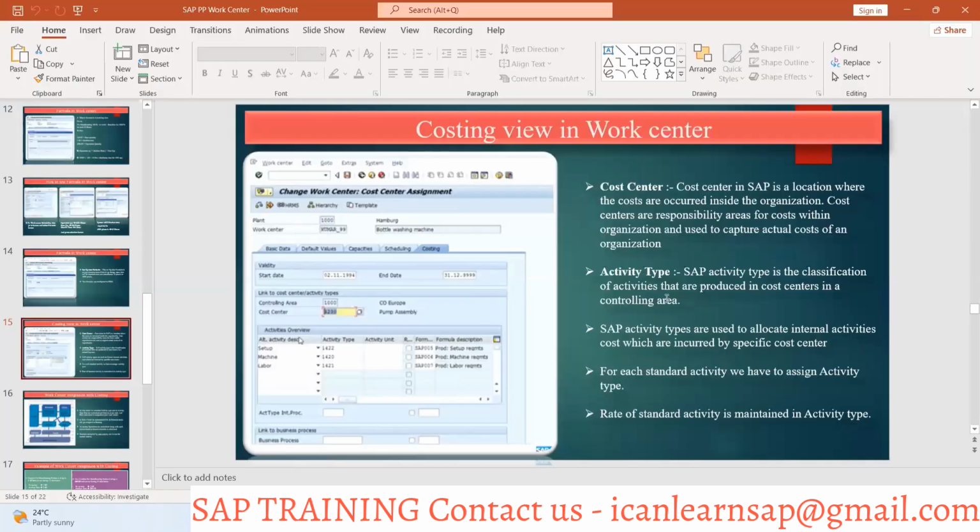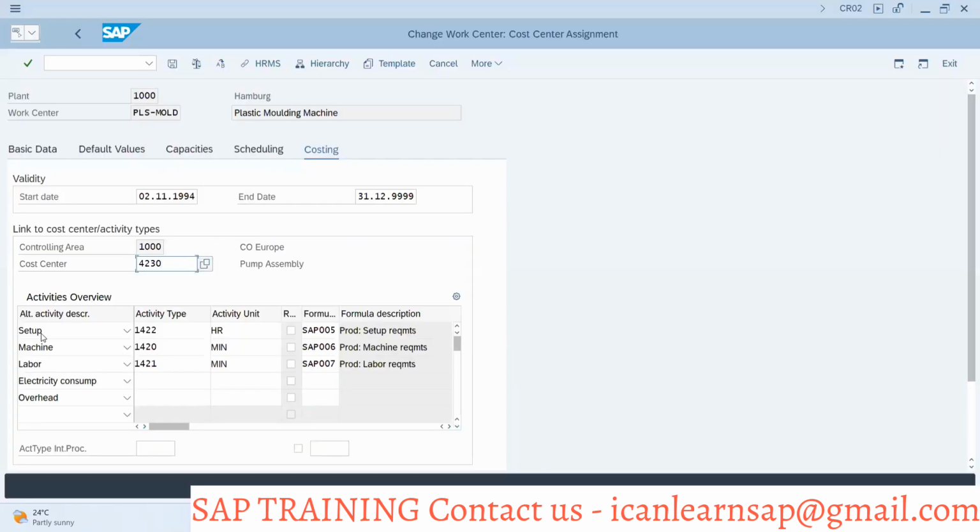The next terminology is activity type. In SAP, activity type is the classification of activities that are produced in a cost center. Now these are your activities or process parameters: setup time, machine time, labor time, electricity consumption. These are your process parameters. All these process parameters are going to have some rate. Activity type is the rate of that activity.